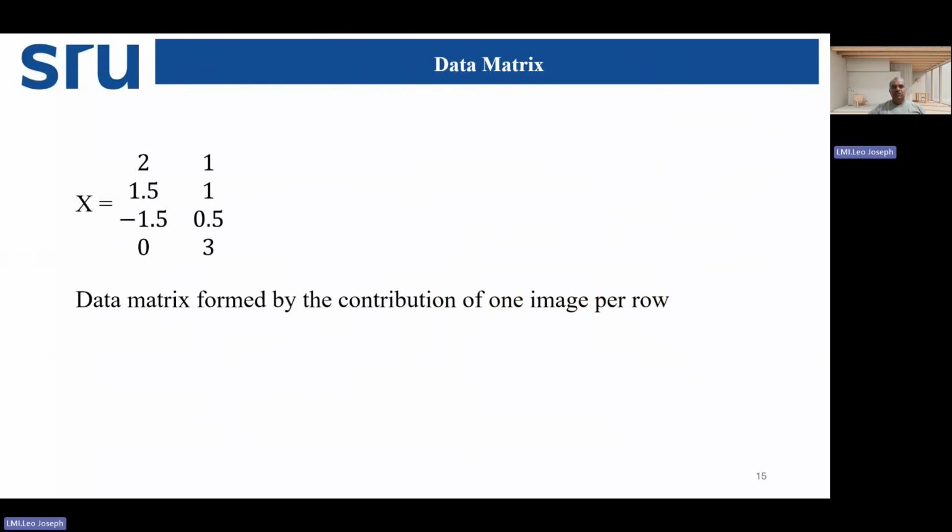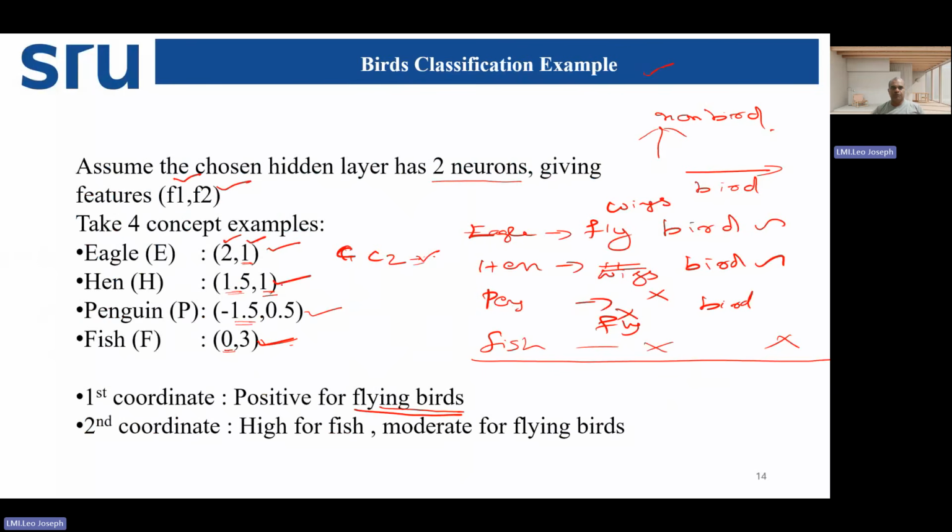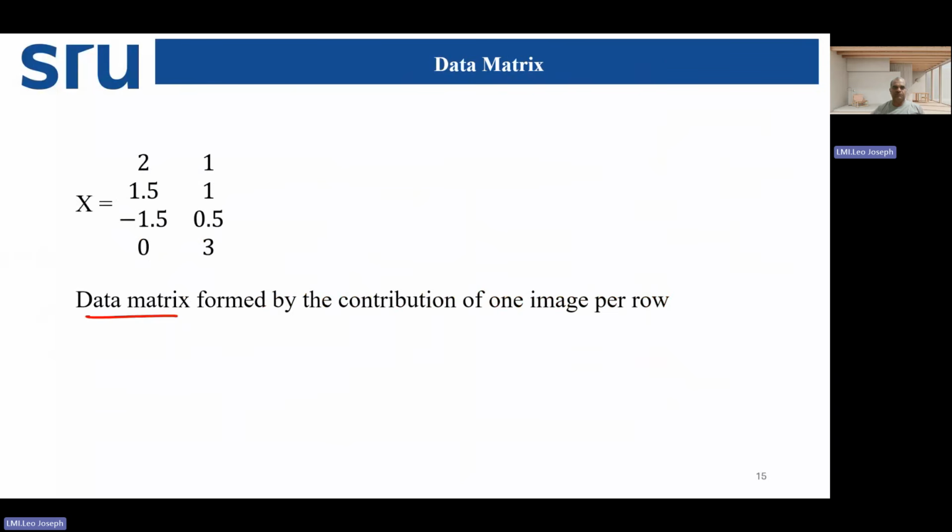Okay, in the next step what I am doing, I am creating a data matrix. How are we creating the data matrix? 2, 1, 1.5, 1, minus 1.5, 0.5, 0, 3. This we are generating as a matrix. This is what we call one row per image.